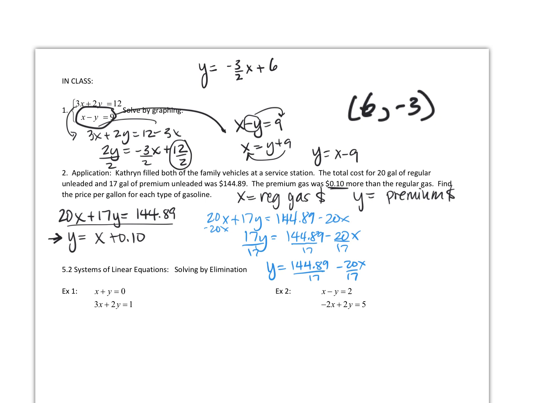My end is going to be what is the price of the gas. So regular gas would be $3.87. And the premium gas is $3.97. That is my answer, putting it in the context of the question.